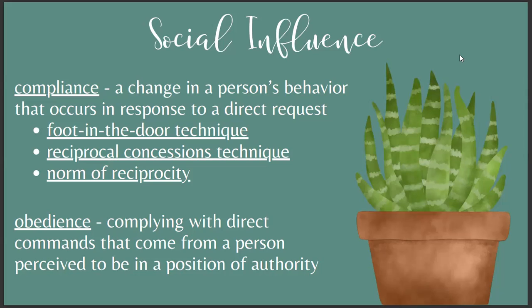The first, compliance, is a change in a person's behavior that occurs in response to a direct request. That could be your mom saying, hey, you might want to put a coat on. Can you please put a coat on? And so that is, you don't have to. That is a request. That is not my mom saying, you have to put a coat on or else. That is a change in a person's behavior that occurs in response to a direct request. Okay, mom, I'll comply with what you say. No big deal. And there's three methods of which you can undergo compliance. There's three types that we're going to talk about.